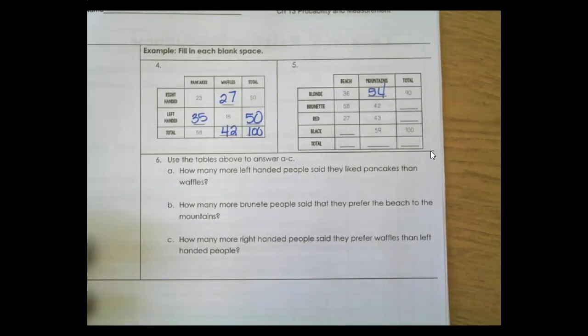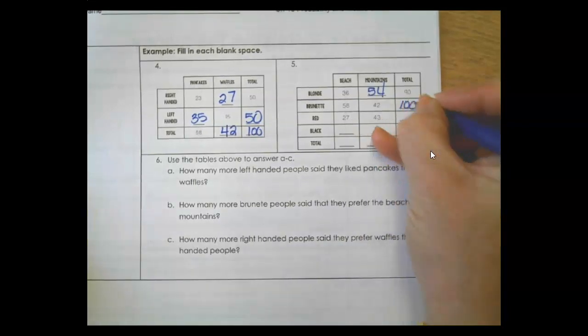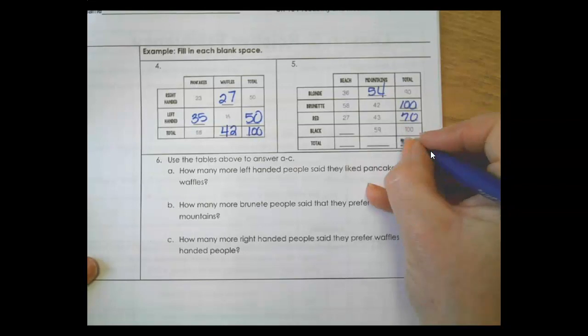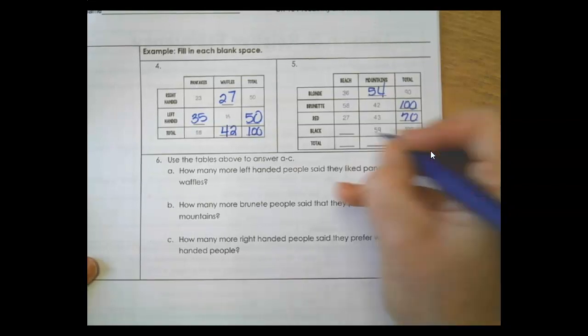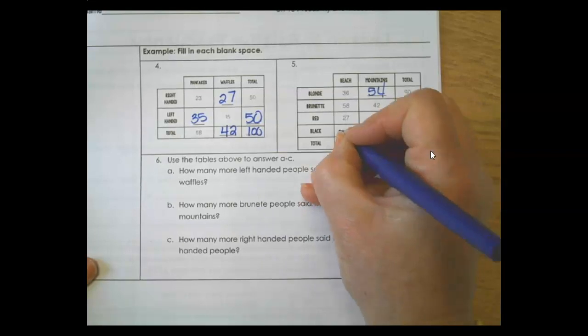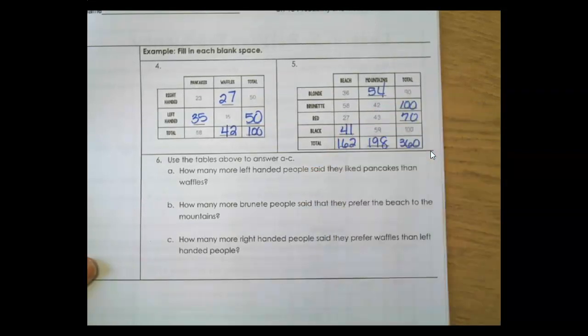All right, so here, let's go ahead and complete this one. 100 here, 70 here, 360 here. I was wondering if I made any mistakes because I felt like I really did make a mistake somewhere along the road here. So we're going to use the two tables to answer A through C.